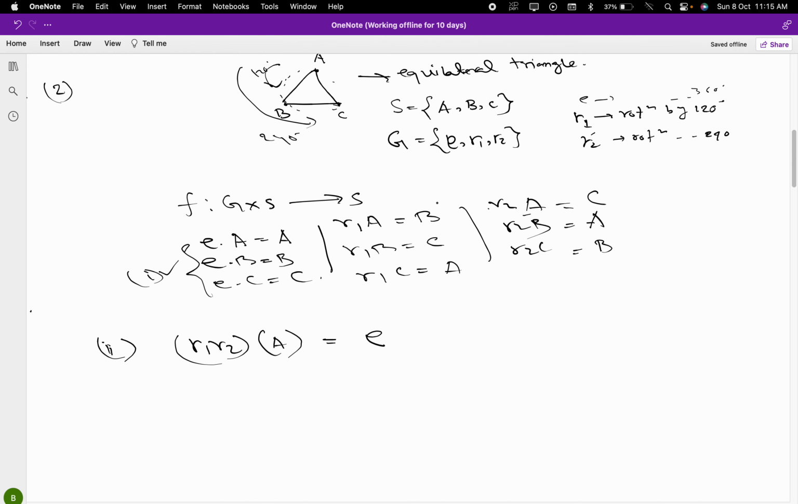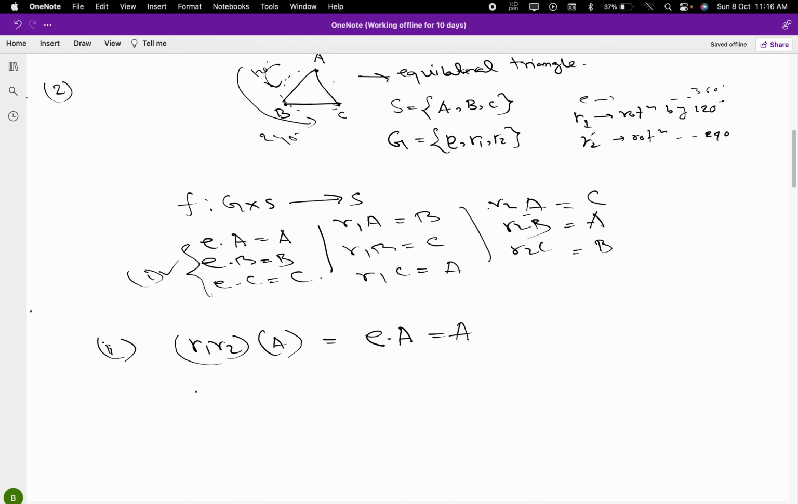So it will give us the identity, and it should be operated with A. This already gives you A, because of this property. R1 is a rotation by 120 and R2 is a rotation by 240, so R1 R2 is a rotation by 360 degrees. So it will go to A.